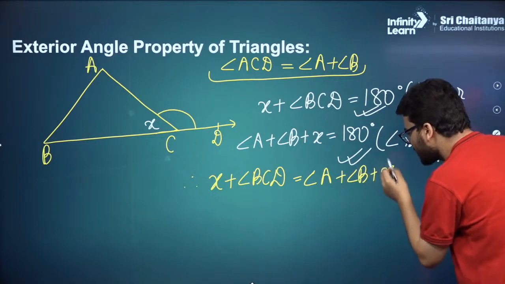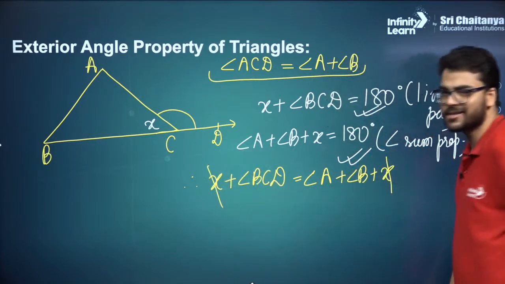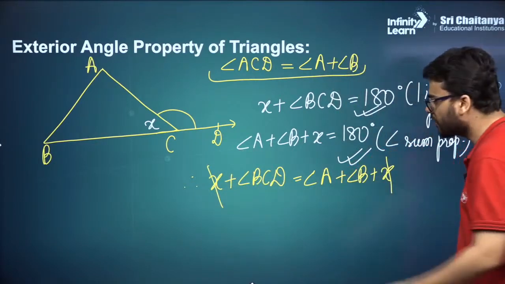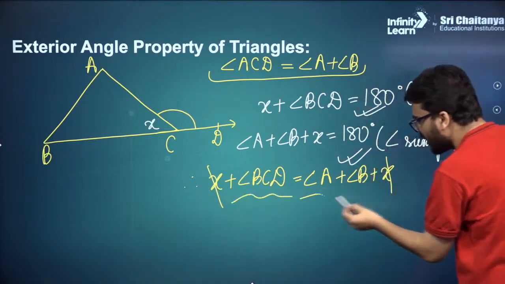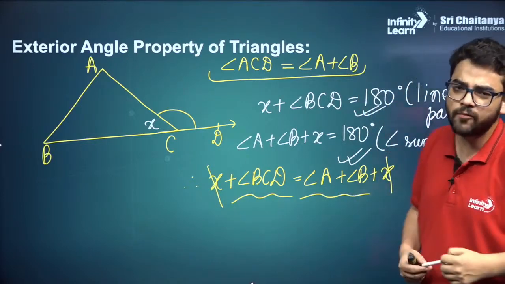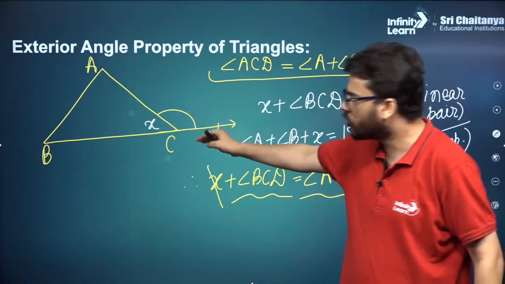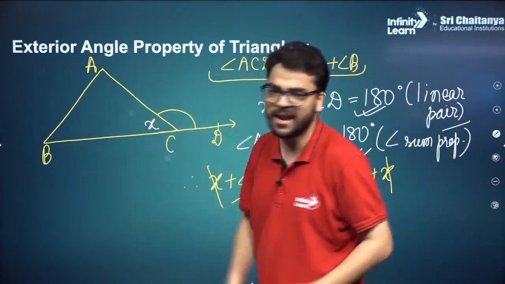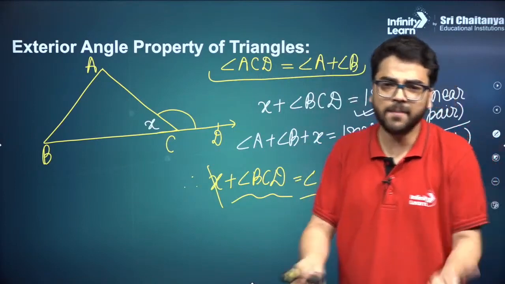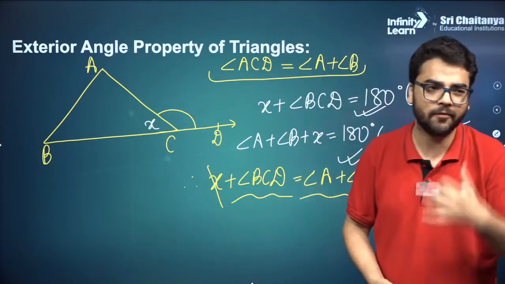So can I not cancel out x from here, guys? I can cancel out x. So have I proved that angle BCD is equal to A plus B? So if you extend one side of a triangle, the exterior angle so formed is equal to the sum of the two interior opposite angles. This is a very famous proof which everybody must know.